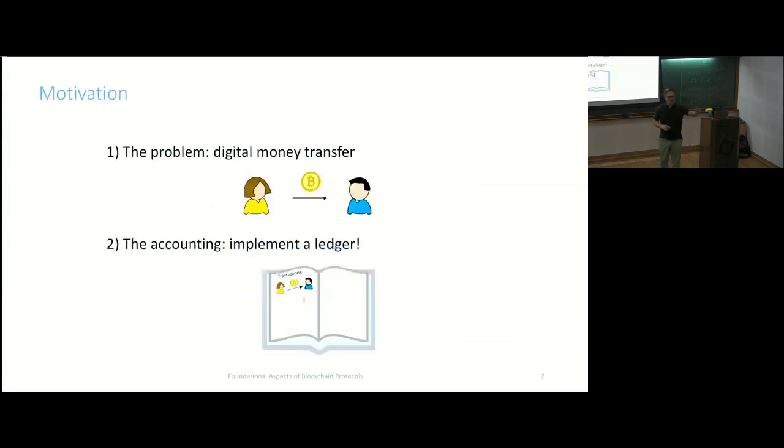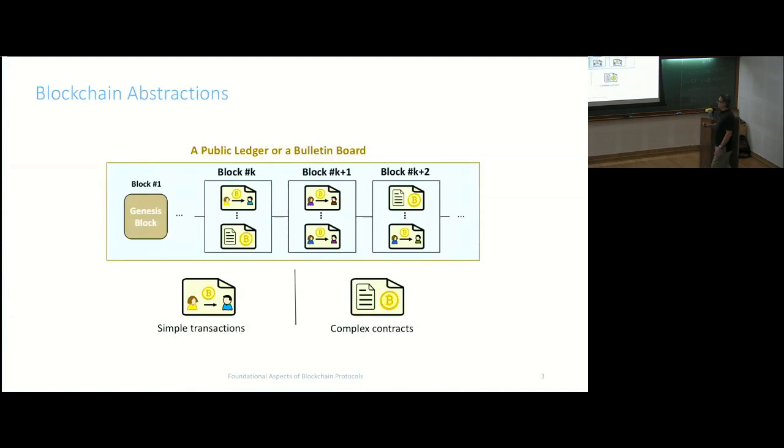So this you already saw, the motivation and so forth, so I'm going to go very fast. The motivation was digital money transfer, for which you have to implement a ledger, and you can represent it in an abstracted way as a blockchain, as a bunch of blocks, where each block would contain the transactions.